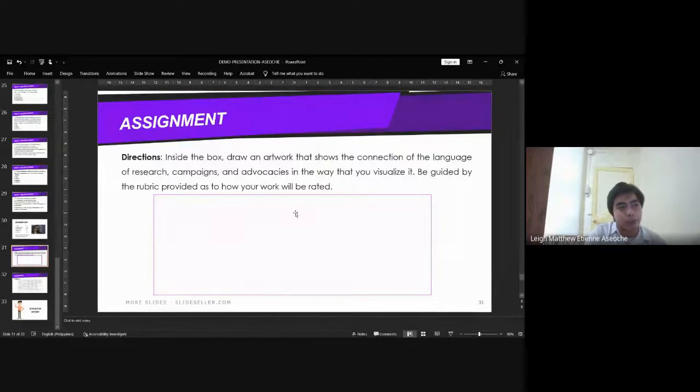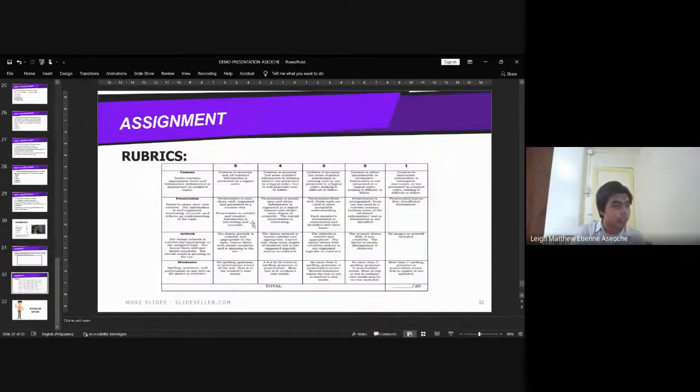Draw an artwork that shows the connection of the language of research, campaigns, and advocacy in the way that you visualize it. Be guided by the rubric provided as to how your work will be rated. Now, if you're looking for the rubric, it's here. So you'll be assessed according to content, presentation, artwork, and mechanics.